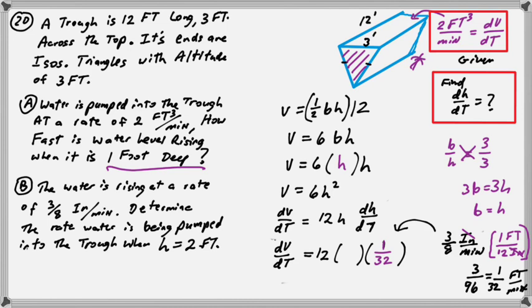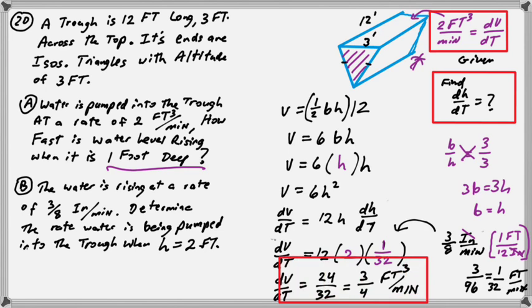And it says when the height is 2 feet. So I put in 2. So what does that make dV/dt? 24 divided by 32. 8 goes into there 3 times, and into there 4 times, because now I'm in feet. But volume is cubic feet. So it should be 3/4 cubic feet per minute for part B. Please give these an attempt. Again, you really got to try these on your own. Try some of the other problems. Bring in some questions.